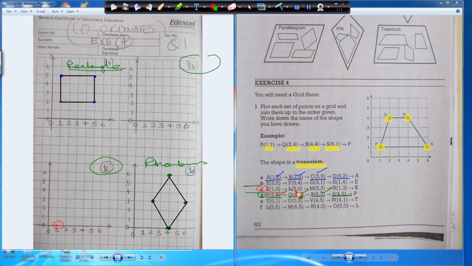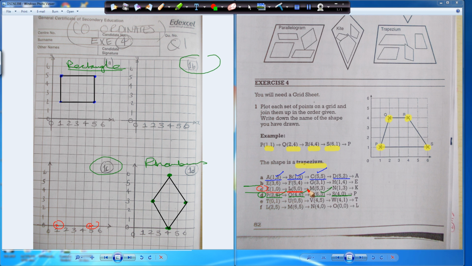Okay. The next point is 5, 0. So watch. Start from here. Follow my pencil. 5 along here and 0 along the height. So you don't go up. You just mark it there. 5, 0. Done.